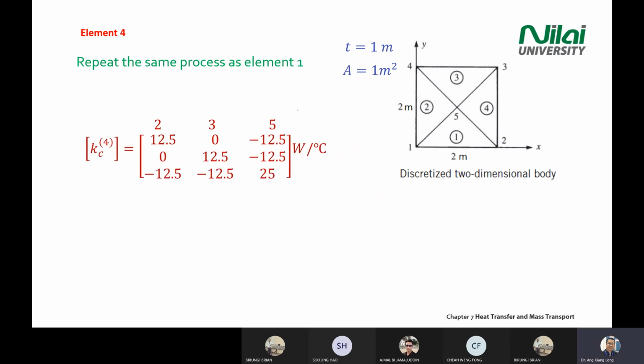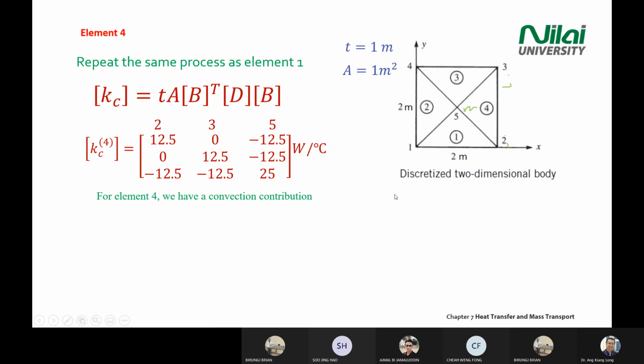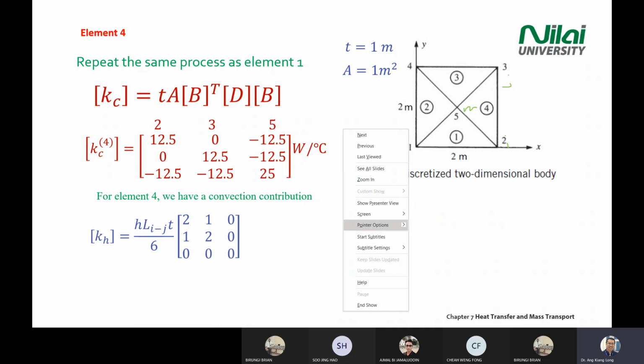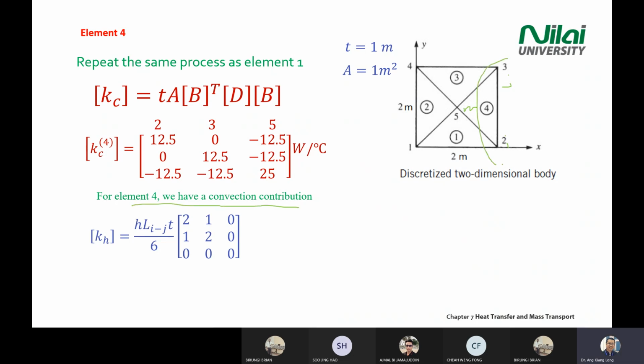Repeat for element 4, again the same. Element 4, I, J, M. You can see 2, 3, 5 on the top of the element. Use the same matrix equation: Kc equal to tA, B transpose D B. However, what I need to stress here is that you need to include the convection for element 4, because element 4 has convection on this side.